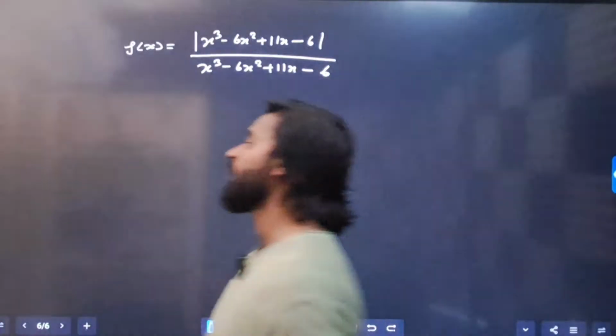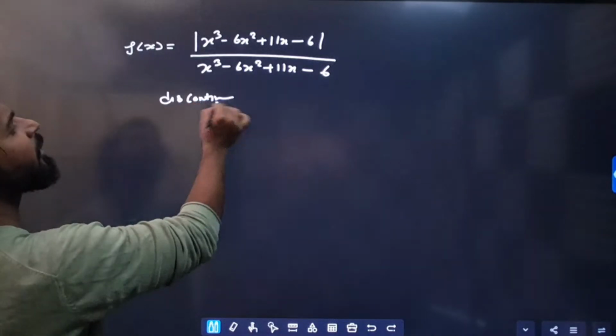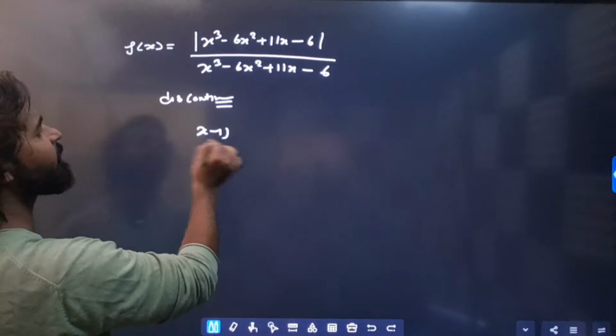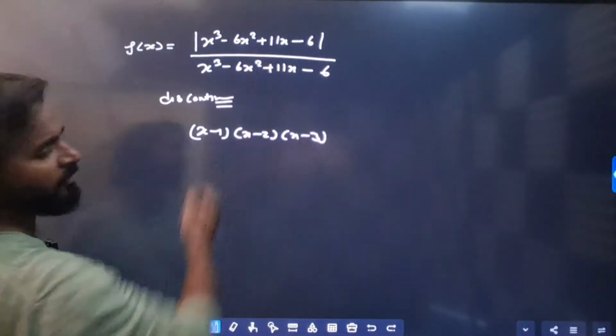Okay, so he is asking for the discontinuous points. No issue. You can factorize. So when you factorize, the factors are x minus 1, x minus 2, x minus 3. Okay, the cubic equation, you know very well.